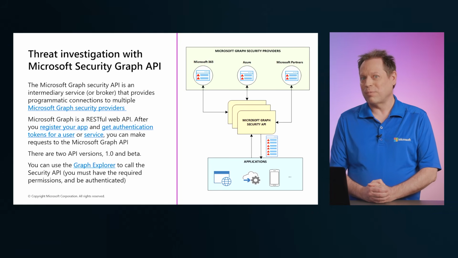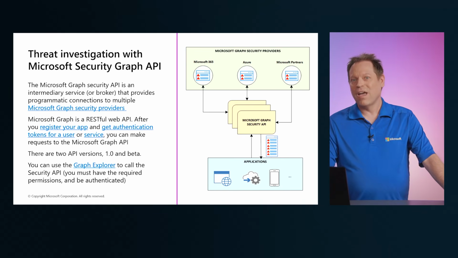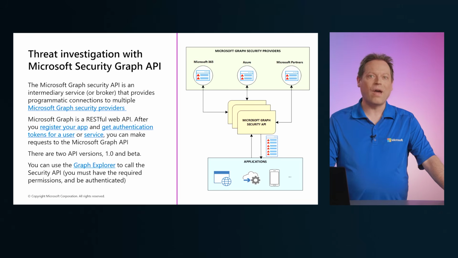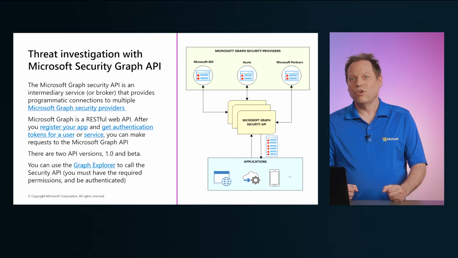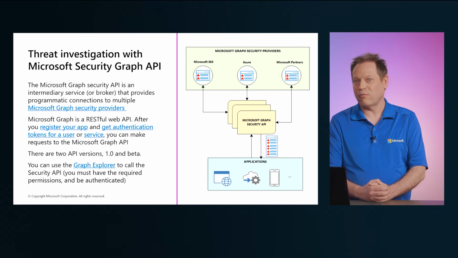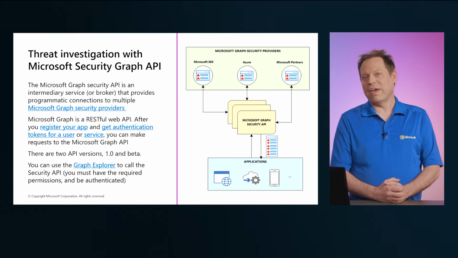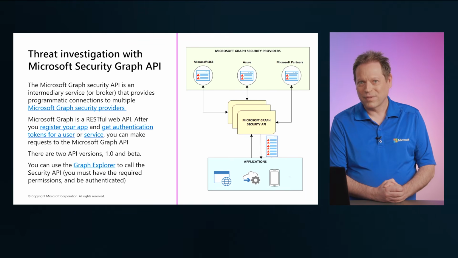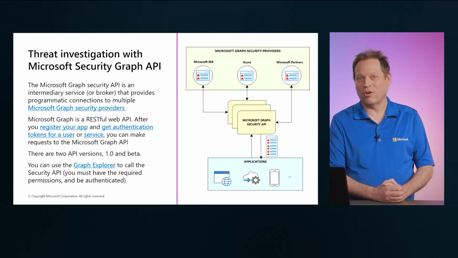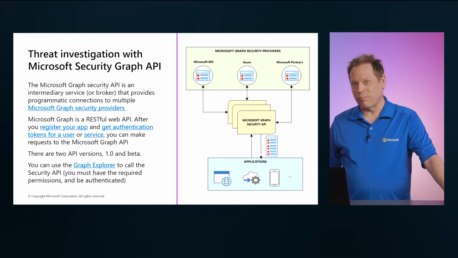To use it, you typically register an application, then obtain an authentication token, either on behalf of a user or as a service principal, so your requests are authorized. You'll also notice there are two API versions available, version 1.0 and beta, where beta can expose newer capabilities, but may change over time. For hands-on exploration, Graph Explorer is a convenient way to call the Security API, assuming you've authenticated and have the required permissions.